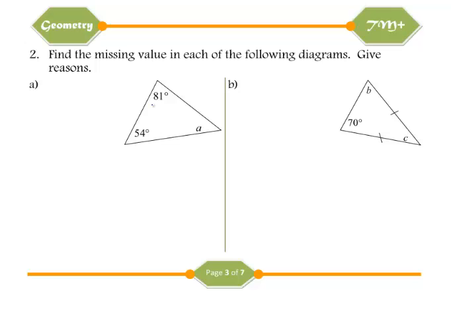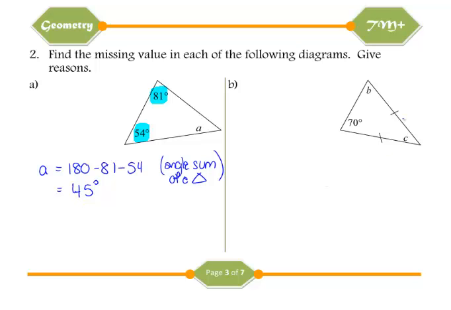Okay, well we've got two of the three angles here. We know that a triangle adds up to 180 degrees, so that means that A has to equal 180 minus 81 minus 54. And that's because of the angle sum of a triangle. I'm going to just draw a little triangle there, and that ends up giving me 45 degrees.